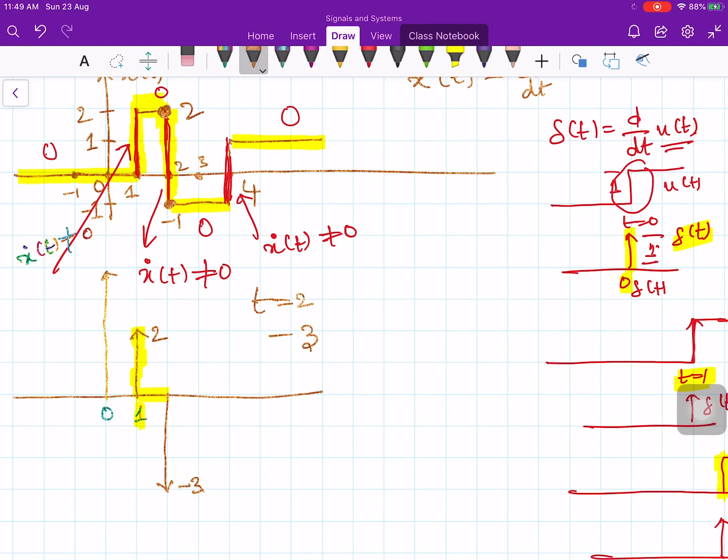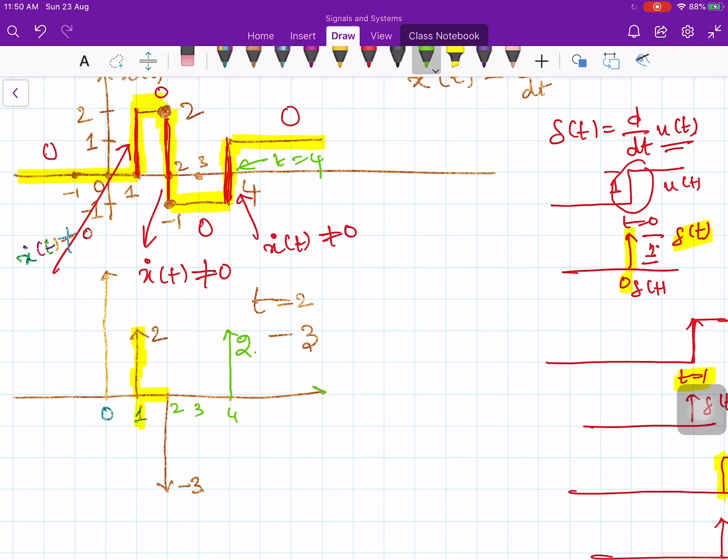And again, at this point it is constant. Again there is a jump of 2 units at t equals 4. So this point is t equals 4, so 2, 3 and 4. At t equals 4, there is an impulse of 2 units.